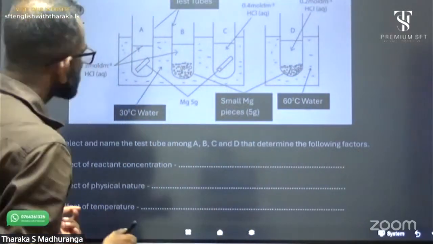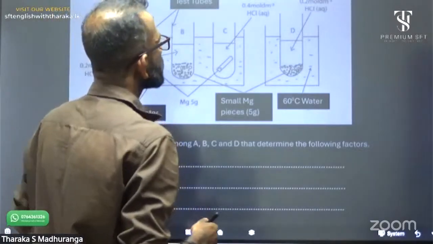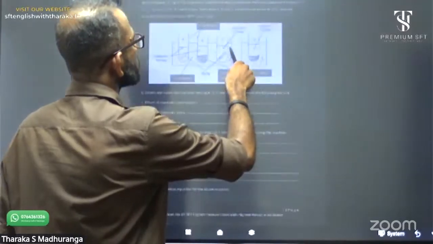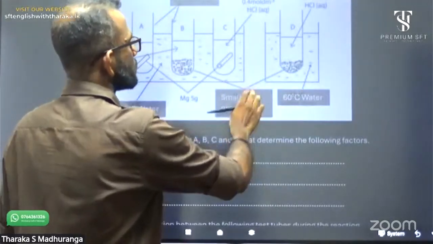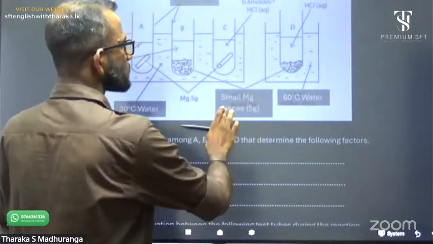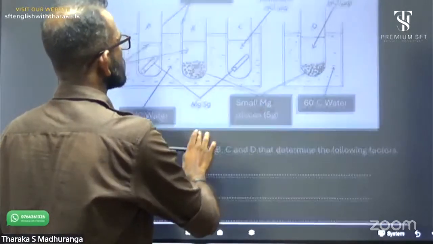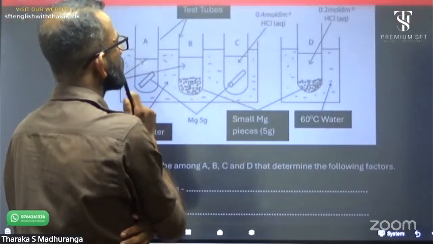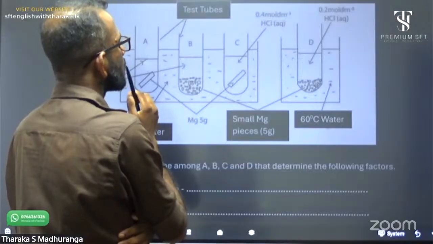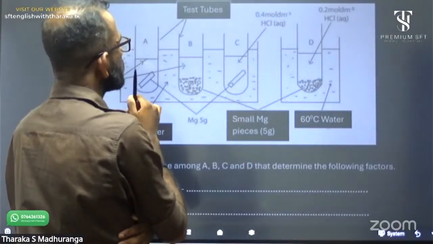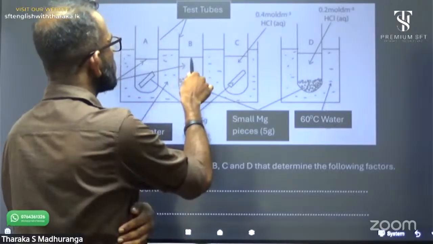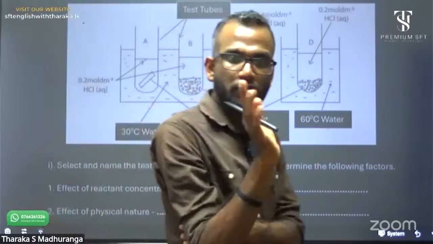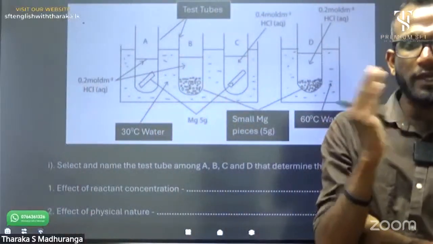The effect of reactant concentration: the concentration is different. C concentration difference, right? Then B and C: concentration difference, but the physical state is also different. Therefore, two factors are changing. B and C are wrong.